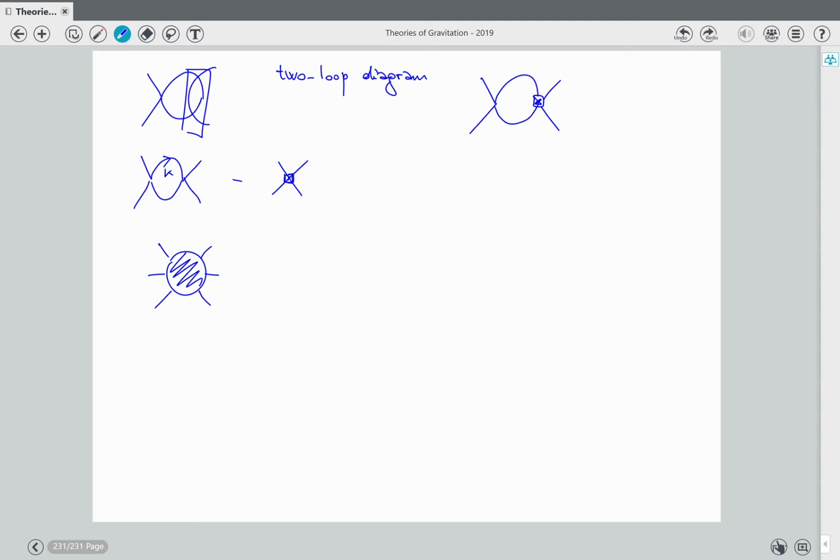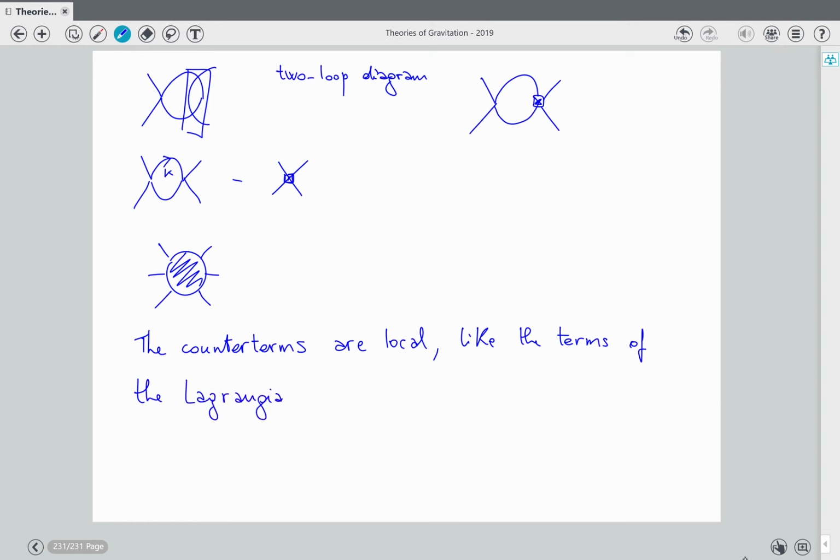Let's say the counterterms are local, like the terms of the Lagrangian, and can be subtracted by modifying the Lagrangian.